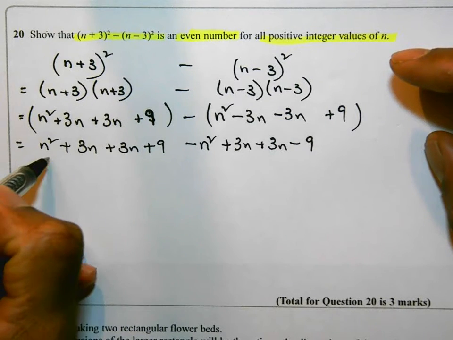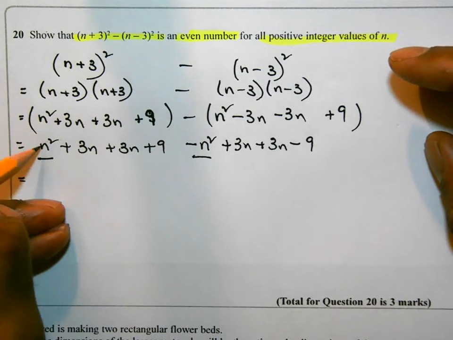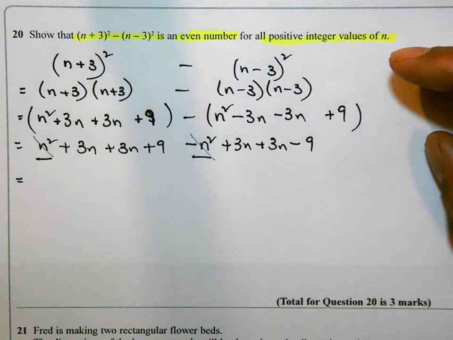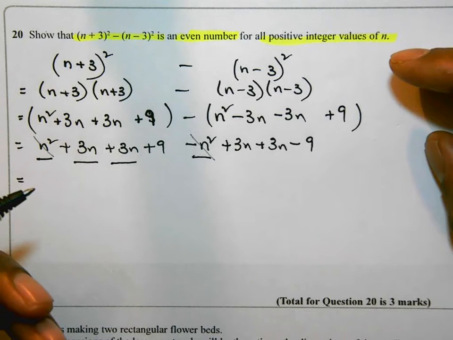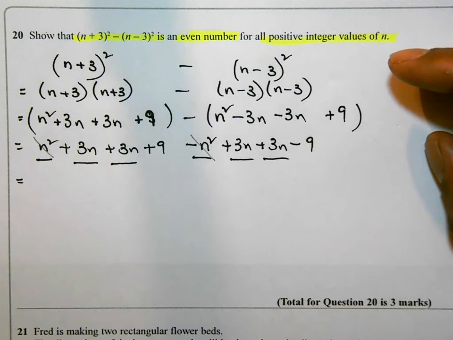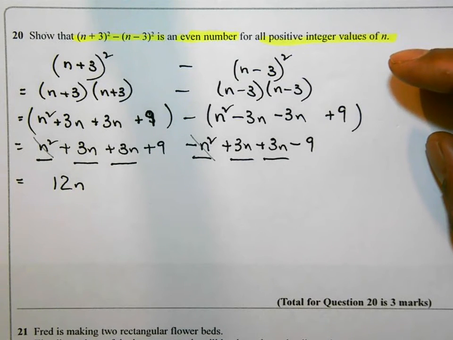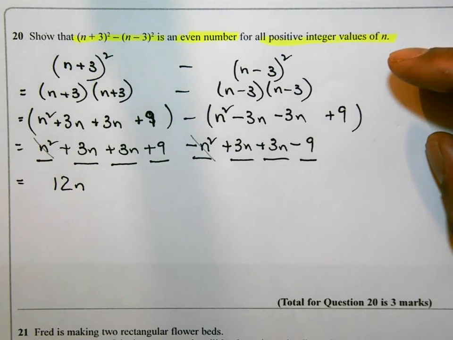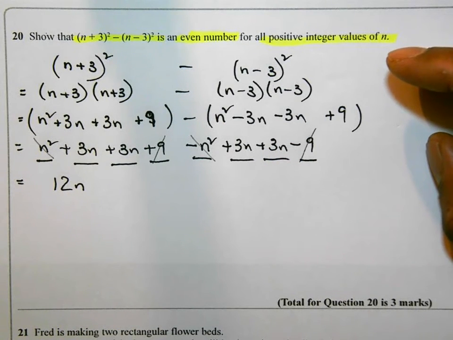Now let's look at each of these. n squared minus n squared, they cancel each other out. So just think about striking both of those out. I'm going to look at the numbers now. 3n, so that's positive 3n, plus 3n, that's 6n so far, plus 3n, that's 9n, plus 3n, that's 12n. So I'll write that down. And then next I have plus 9 minus 9, they cancel each other out. Okay, so I've gone through the whole expression, I've expanded it, I've simplified it, I've collected together like terms, and now I've got that all of this is equal to 12n.